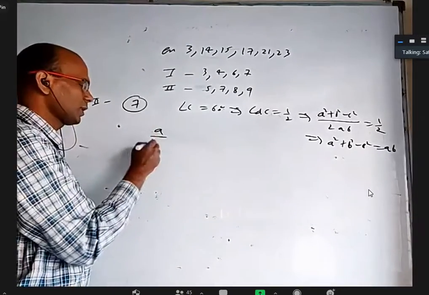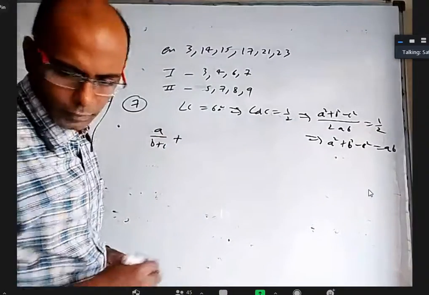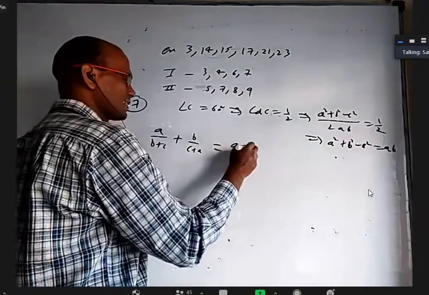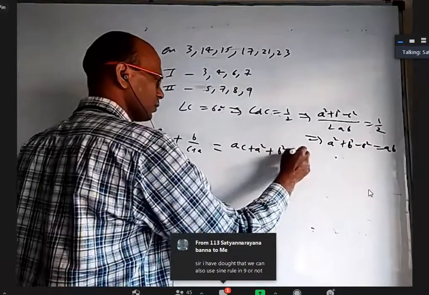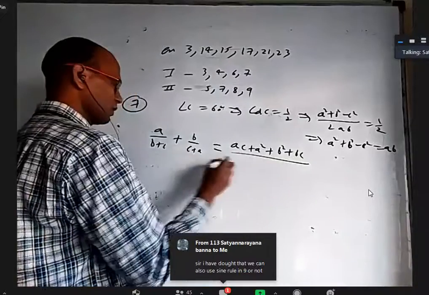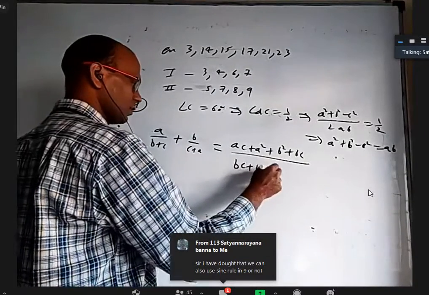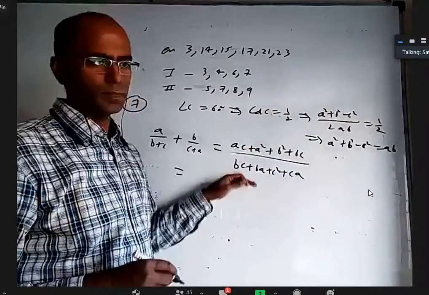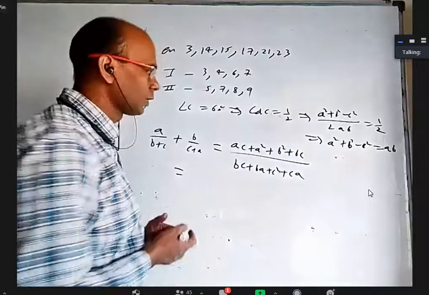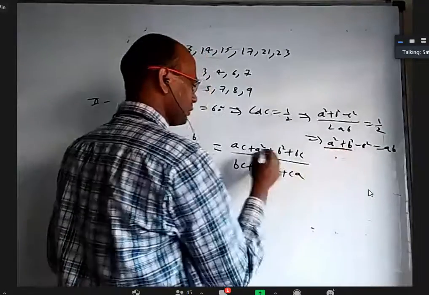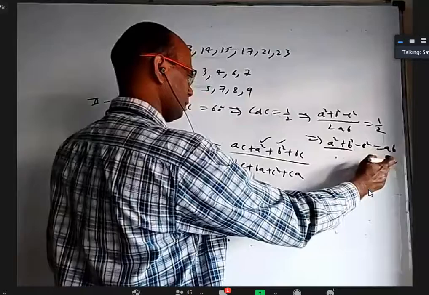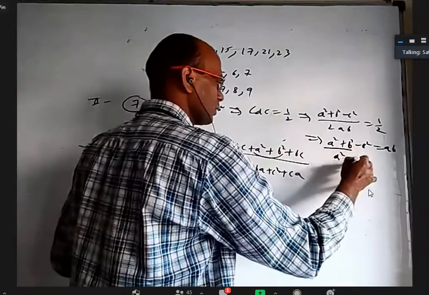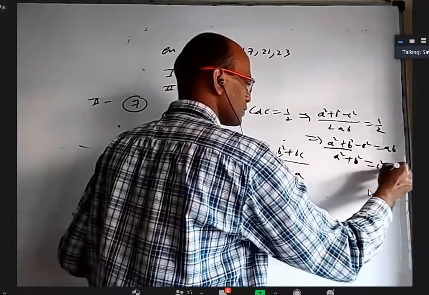Our question is a by b plus c plus b by c plus a. Okay, let us do cross multiplication. I'll get ac plus a square plus b square plus bc by, when I multiply these two, bc plus ba plus c square plus ca. Now I have to just simply prove numerator and denominator are same. So a square plus b square is there. I can write c square plus ab.